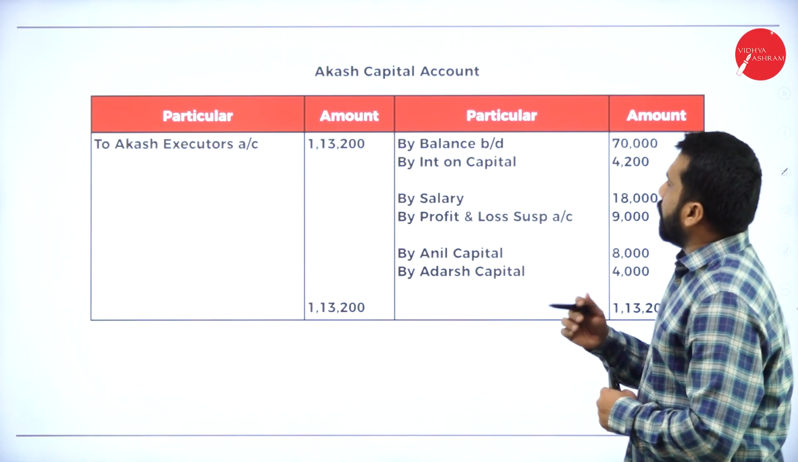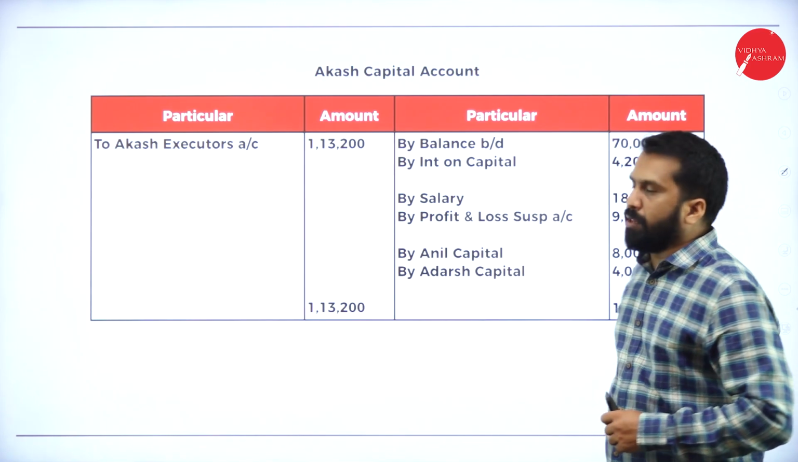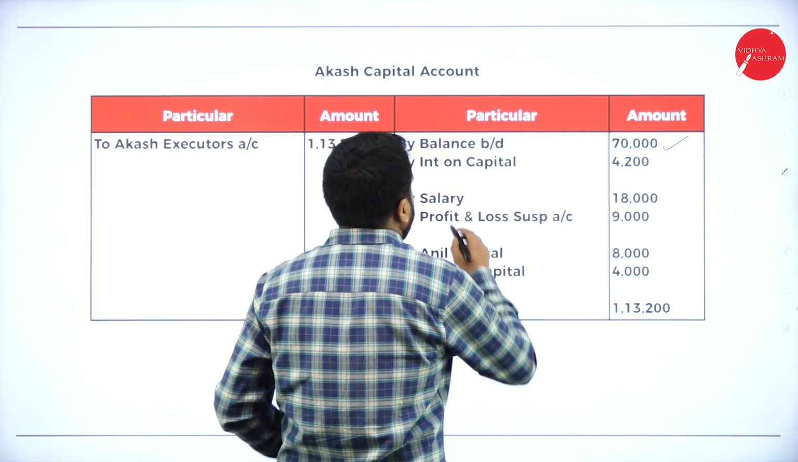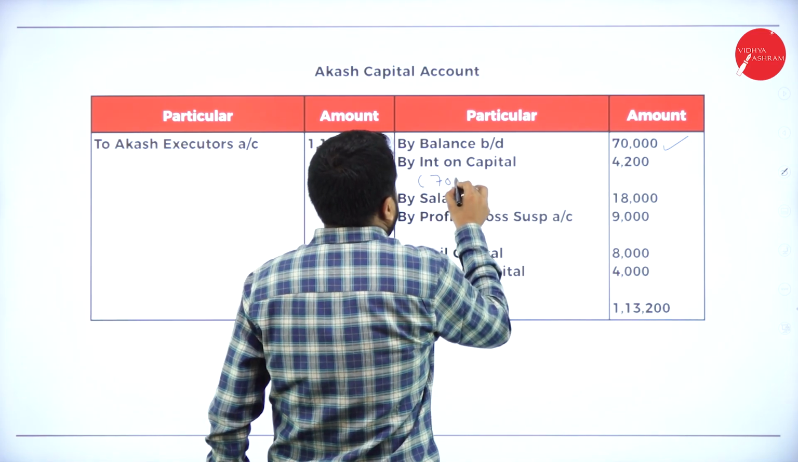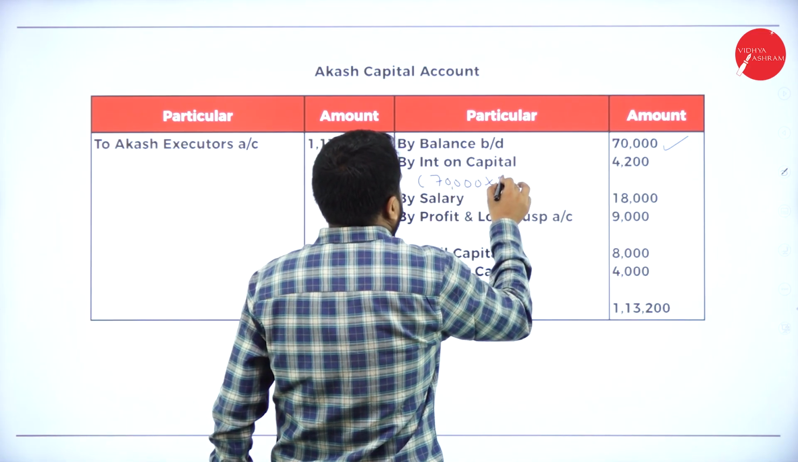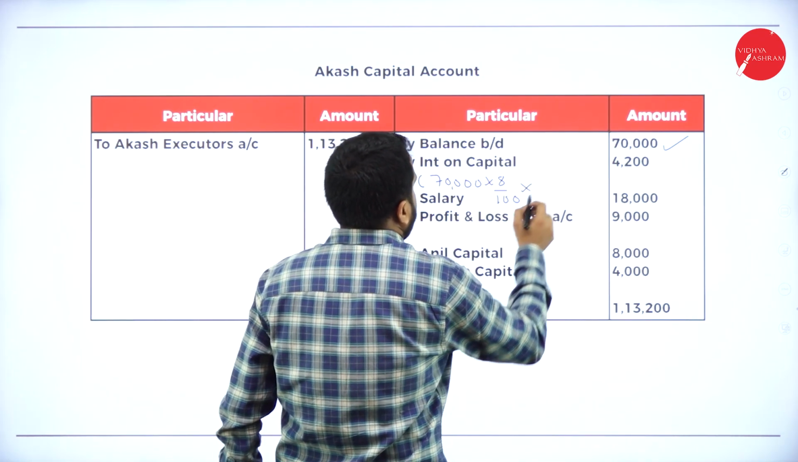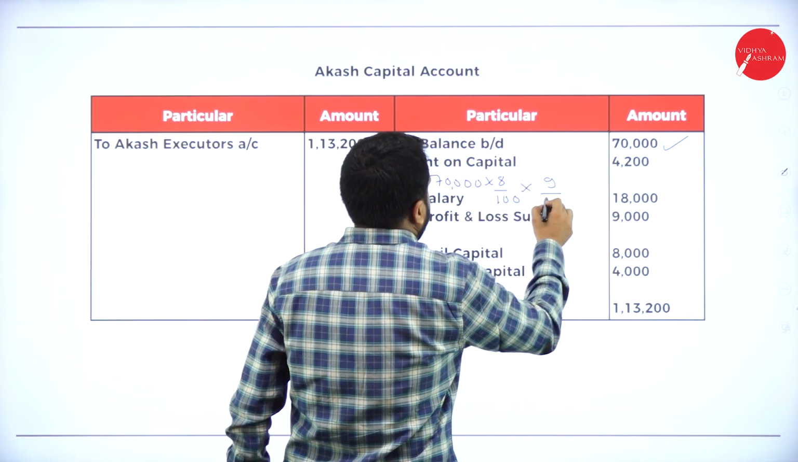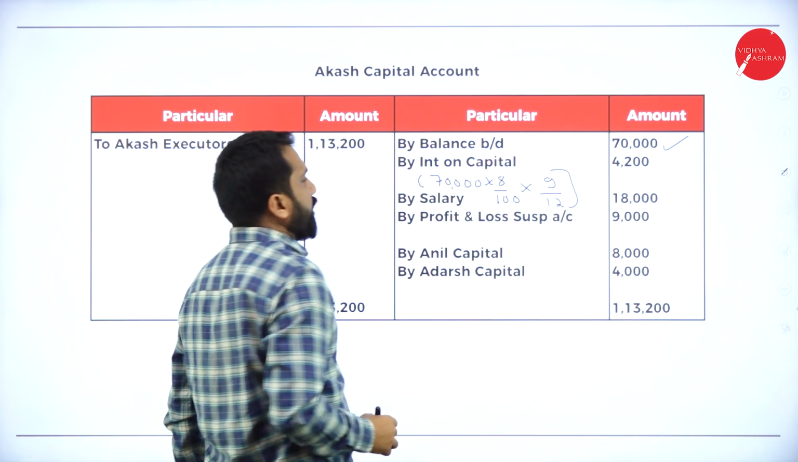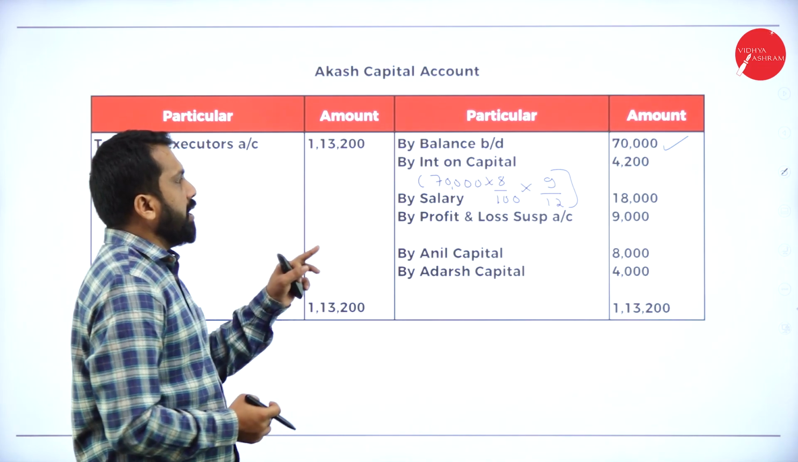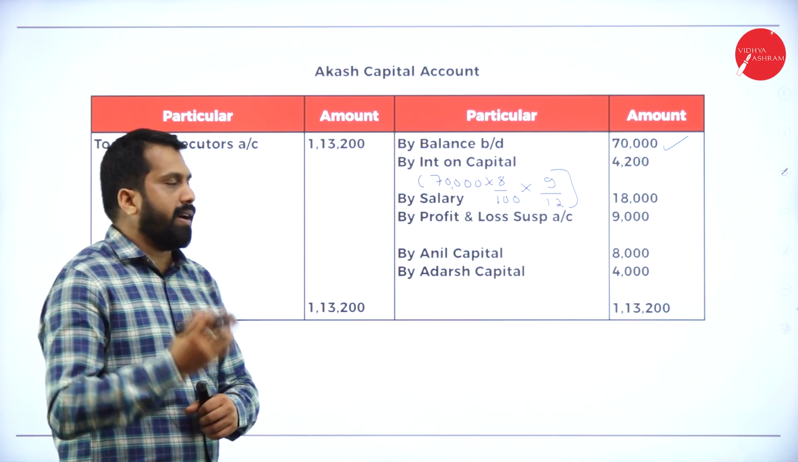Yes. Now, balance brought down. His capital we have written. Interest on capital they have given 8%, right? So 70,000 into 8% into how many months he was alive? He was alive for 9 months. These are your calculation. 70,000 into 8% into 9 by 12 will be your answer.